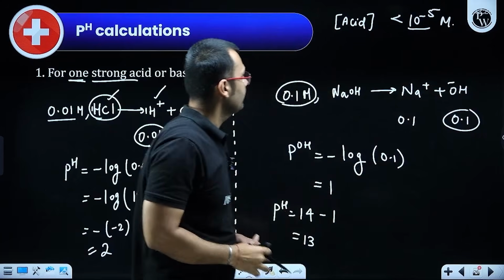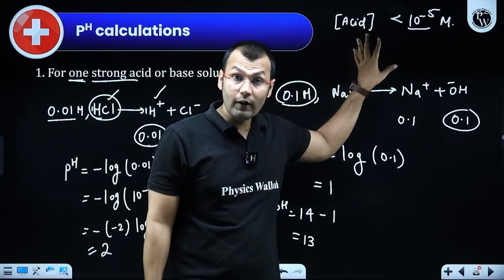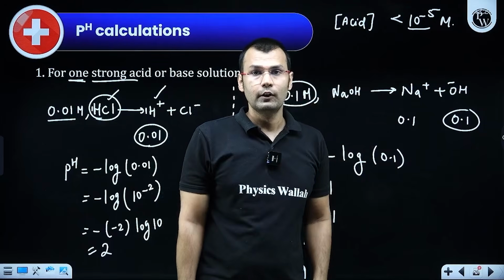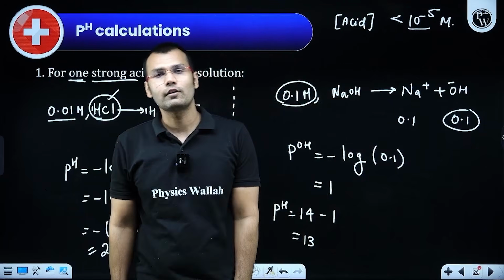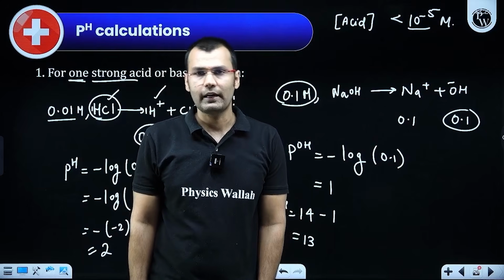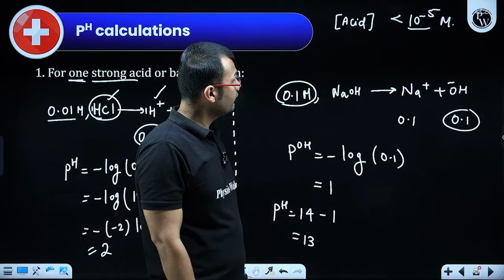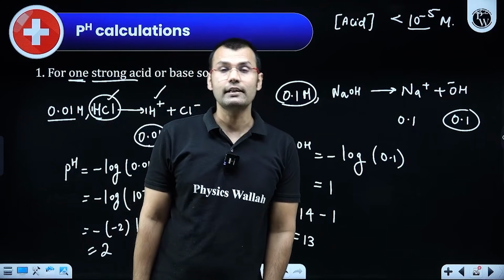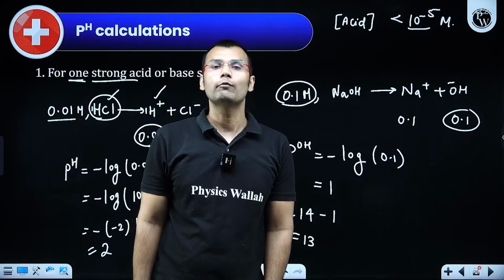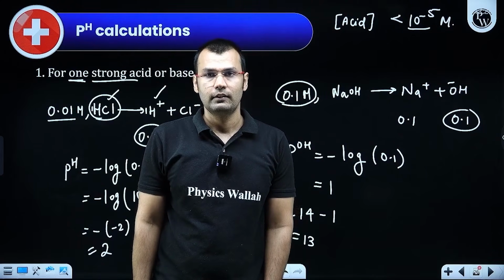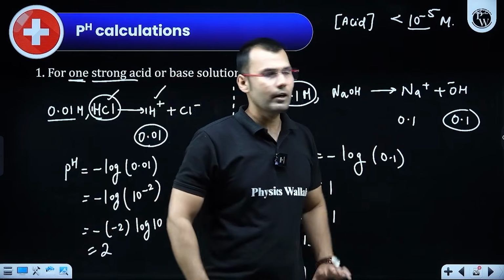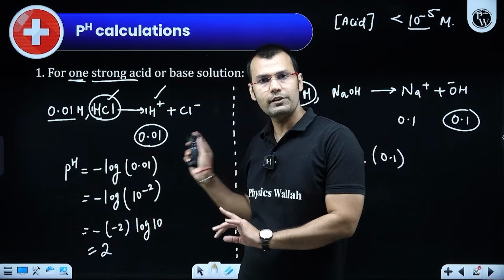So please remember, whenever your strong acid or strong base concentration is 10 to the power minus 5 or less, automatically the concentration of H plus or OH minus you will be getting will also be less than 10 to the power minus 5. So in those cases, you will have to consider the H plus and OH minus from the water itself. If the concentration of strong acid or base is more than 10 to the power minus 5, then no worries. Do the calculation like this.